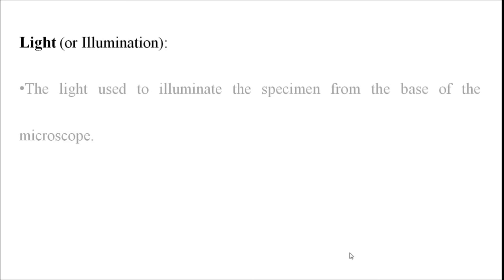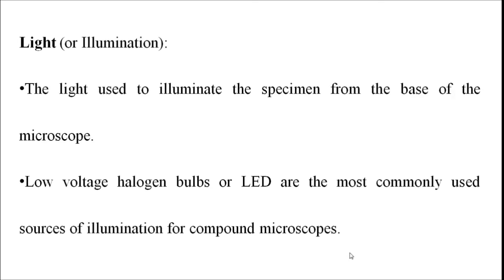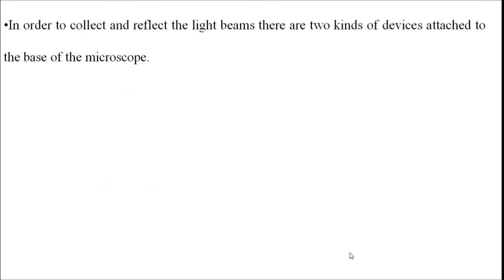Next mechanical part is the light, or the source of illumination. In the case of the compound microscope, the light is used to illuminate the specimen from the base of the microscope. For this, you can make use of low voltage halogen bulbs or LED lights, which are the most commonly used sources of illumination for the compound microscope. The main function is to collect and reflect the light beams.